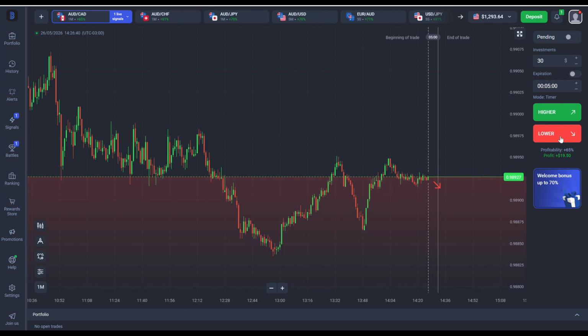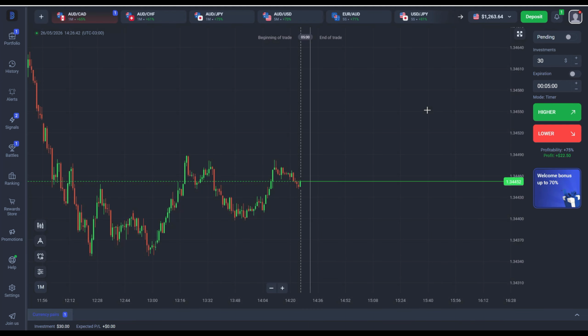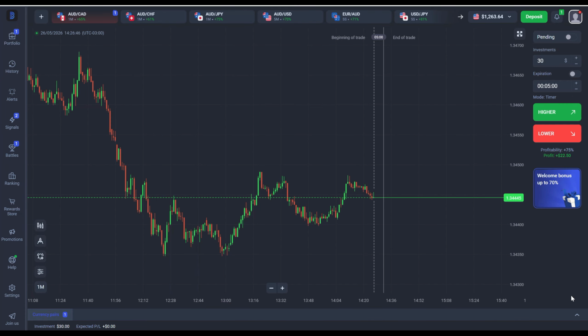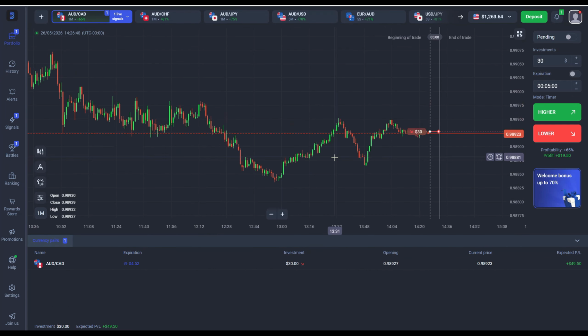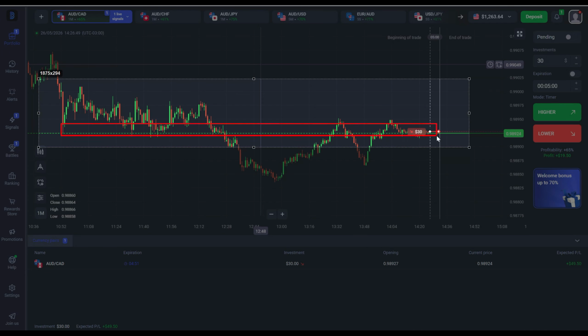Australian dollar, Canadian dollar, I will open a trade for a decrease. The price is in the zone, so the trade was opened directly in the resistance zone. I am expecting the price to fall here.